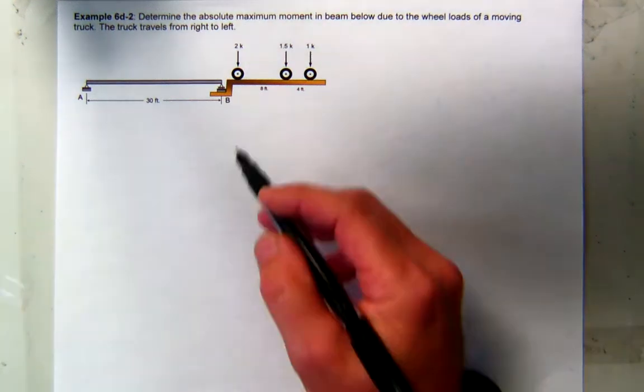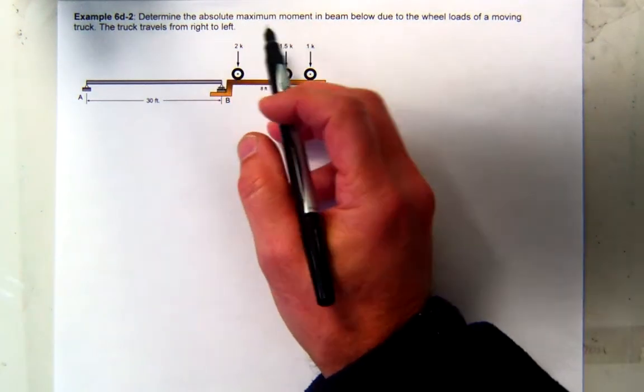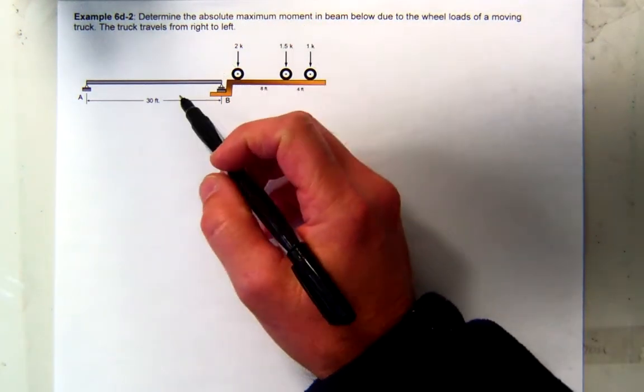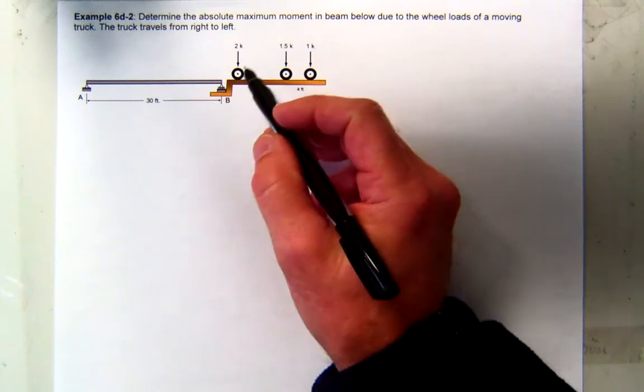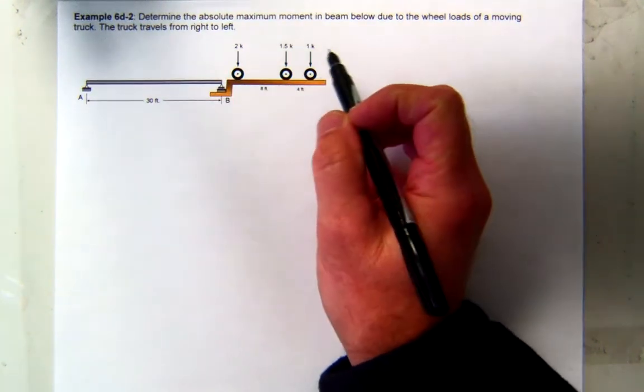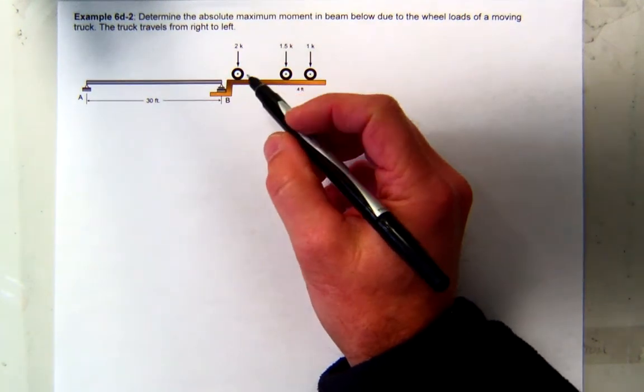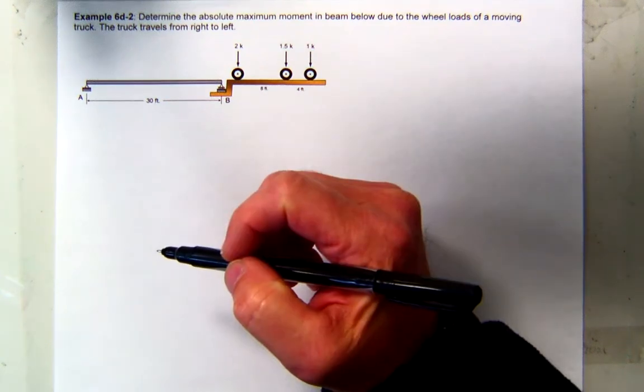All right, so here's a problem. We're going to work this. We want to find the absolute maximum moment in this beam. And we got 3 loads. So you might remember from our discussion the other day, if we have 3 loads, we have to check how many cases? 3 cases.